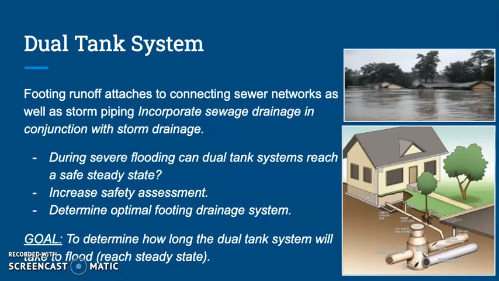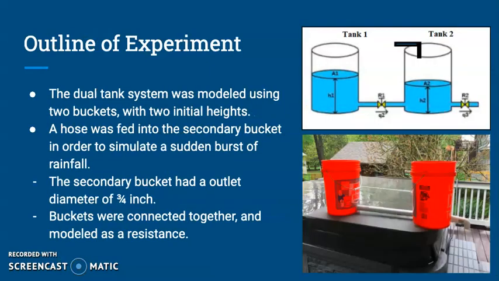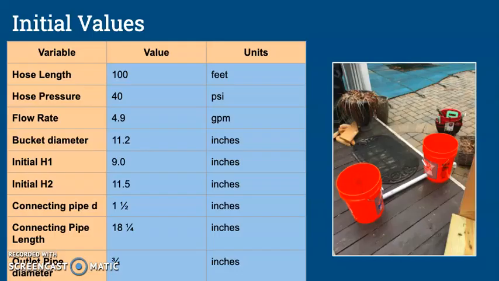So our outline of this experiment, like I said, is a dual tank system with two initial heights, and we're going to be feeding a hose into the secondary bucket, and that bucket will have an outlet diameter of 3/4 of an inch. These buckets were connected together and all tubing was modeled as a resistance. Now we have some initial values: the hose length, pressure, flow rate, those initial heights, the dimensions of the pipe, and so on.